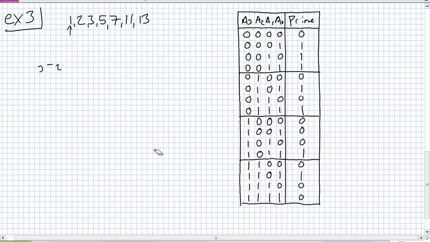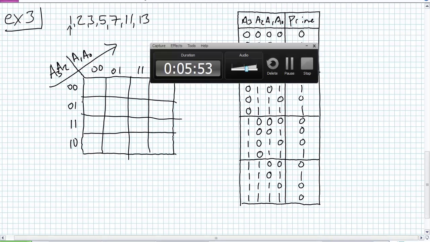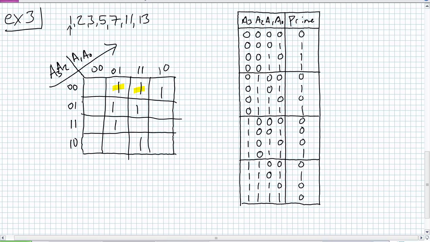What's the next step? Put it in a K-map. Make a bare K-map. There's my K-map. Notice I'm staying in the same order that my truth table is. Fill out the K-map. Just map that truth table into this K-map. You should get something like this. There you go. I've got 1, 3, 2, 5, 7, 11, and 13 all accounted for. So what you're going to do with this perfect K-map, you're going to group it. Go for the biggest group first. There you go. There's a big old group of 4.